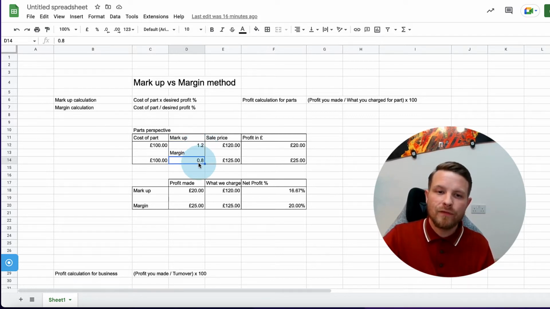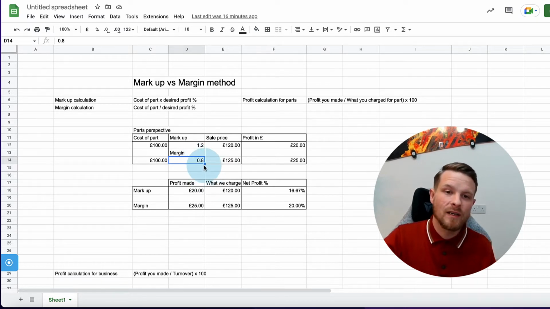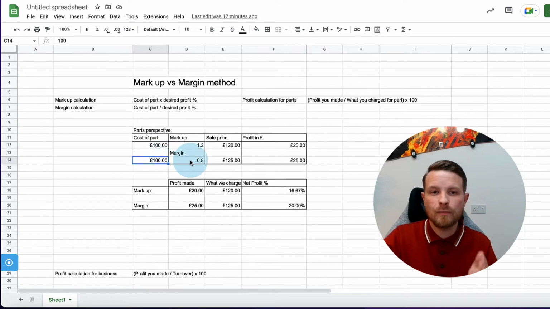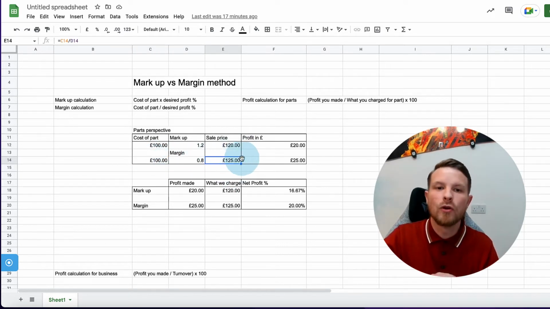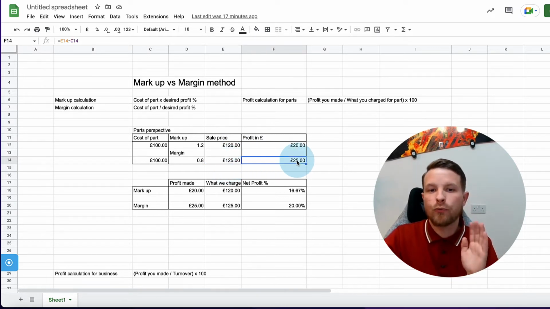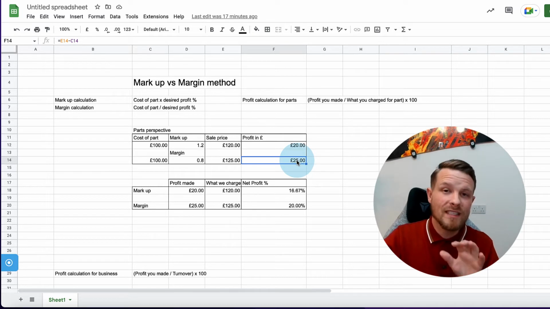With the margin method, what we have to do is look at the number 1 and then take away from that point whatever the percentage is. So in our case, it's 0.2, which equals 0.8. So this calculation is 100 divided by 0.8, which gives us our new sale price of £125 instead. So the profit that we're going to get from this is £25.